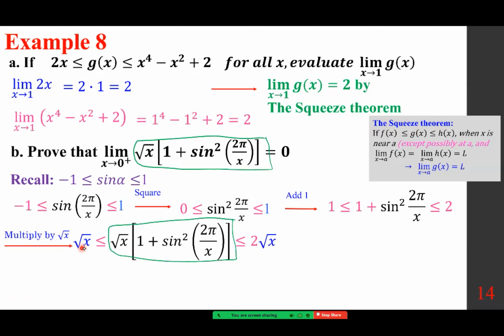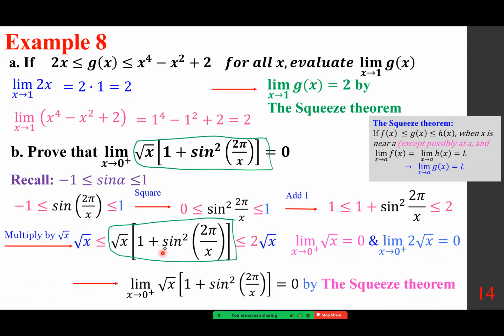Now let's use the Squeeze theorem. Look at this one. The limit of the left function, square root of x, as x approaches 0 from the right is 0. The right function, the limit of 2 square root of x as x approaches 0 from the right, is also 0. Now by the Squeeze theorem, this middle one will give us the same result. The limit of the square root of x times the bracket 1 plus sine squared 2 pi over x as x approaches 0 from the right must be 0 by the Squeeze theorem as well.